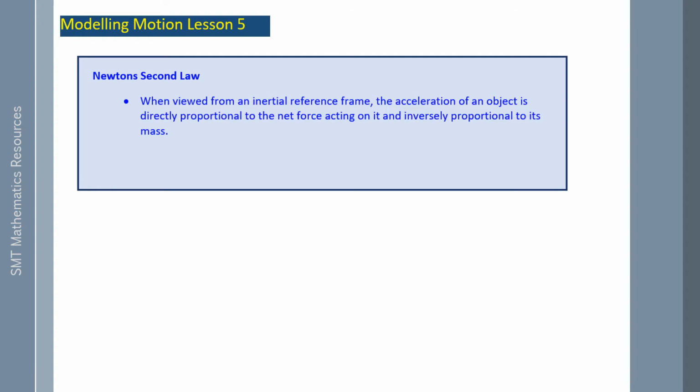Newton's second law. When viewed from an inertial reference frame, the acceleration of an object is directly proportional to the net force acting on it and inversely proportional to its mass. That is, acceleration is proportional to the sum of the forces divided by mass, which in turn is our formula F equals ma.